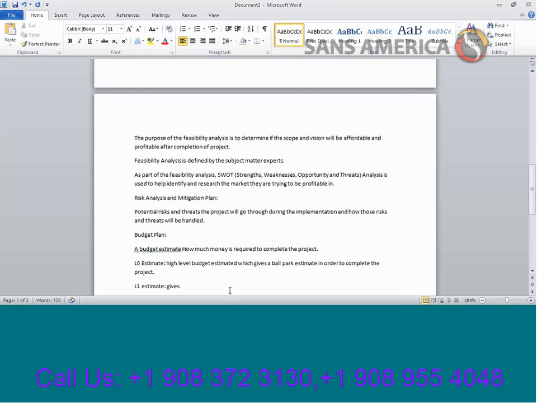So L0 is a high level estimate. L1 is a low level budget estimate. And again, who is going to perform this? The project manager. A business analyst will not be involved in budget planning. Unless you are a BA working with a client for like 8-10 years, they will not put the budget in your hand. So you don't have to worry about it. They ain't trusting you, at least on day one.